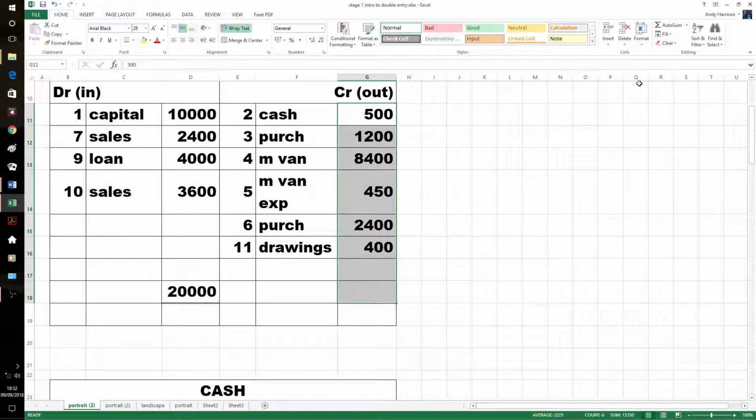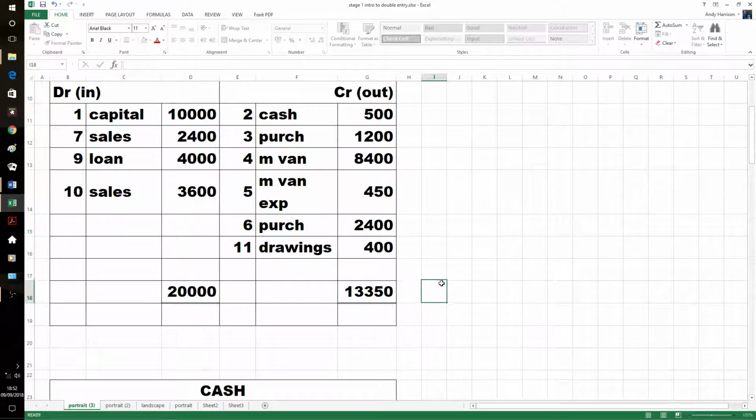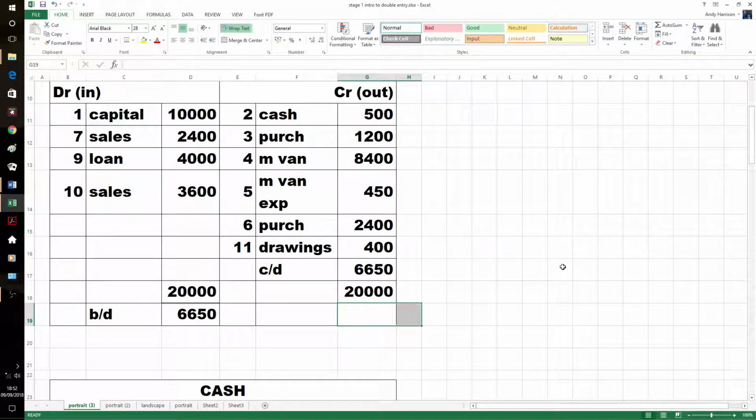Because I'm on the spreadsheet this way, we've had 20,000 in, 13,350 going out, so our carried down will make this number equal this. There we are. So we've actually got 6,650 left in the bank. So that much in my bank at the moment. So there we are, brought down 6,650 positive. That's what's actually in the bank as an asset.